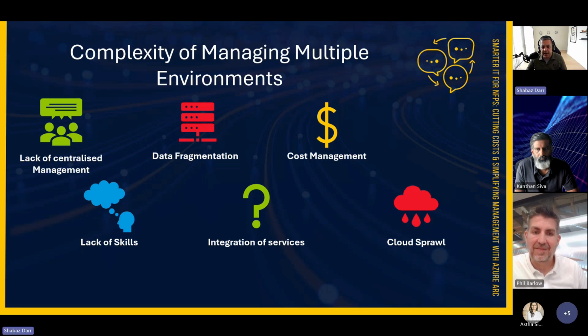Kanthan, just want to bring you in. What's your experience in this area with managing those multiple environments? Look, I think the biggest challenge is visibility, right?